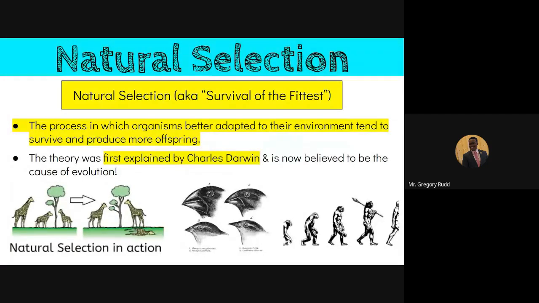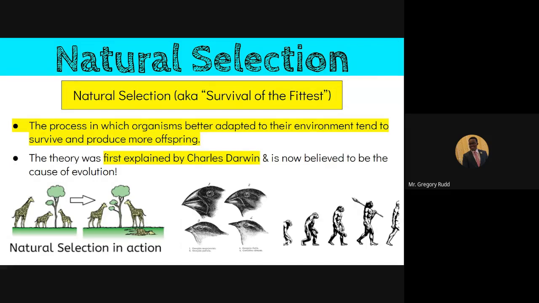So we can see natural selection demonstrated in some of these images at the bottom of the screen. Giraffes are a good case study of natural selection taking place, as are the finches, the birds in the Galapagos Islands, which we'll talk about. And even with our own species, Homo sapiens, we can think about what we call our most recent common ancestor, MRCA. We can look at these most recent ancestors and see that between us and many other species in the hominid family, we've got many anatomical similarities. We've got behavioral similarities. We've got genetic similarities.